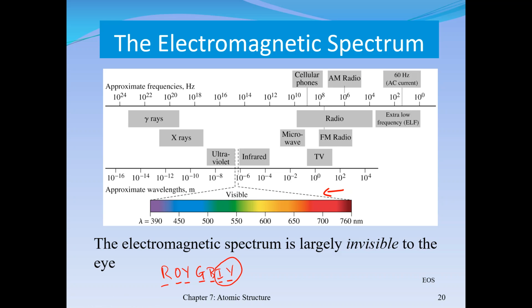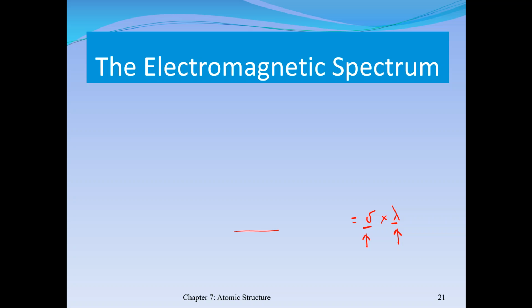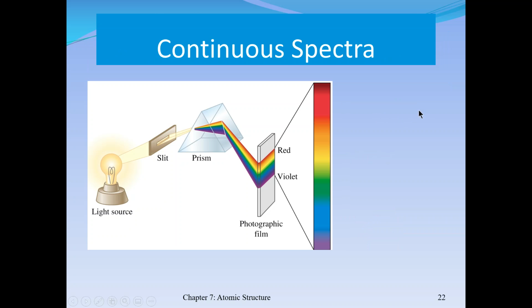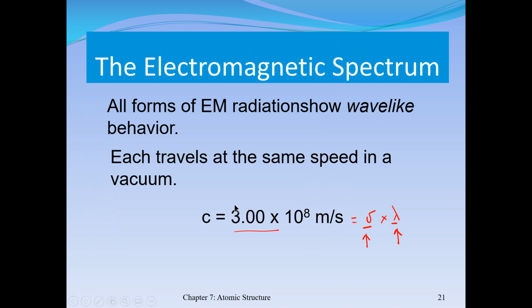All right, so that's basically the electromagnetic spectrum in a nutshell. And you can find out either the frequency or the wavelength as long as you know one or the other, basically because the product of those two will give you the same value, which is 3.00 times 10 to the 8 meters per second.